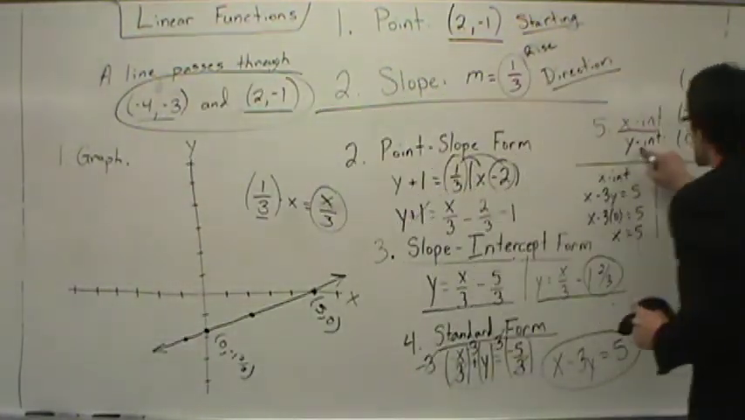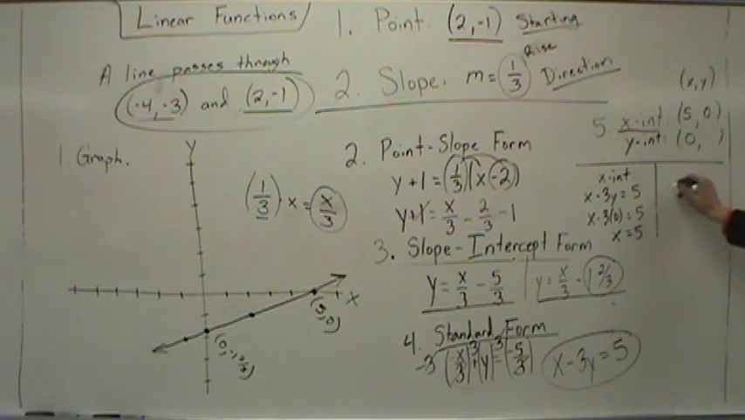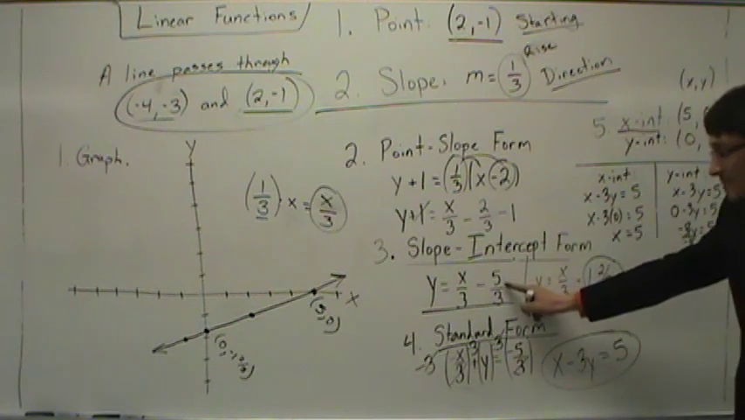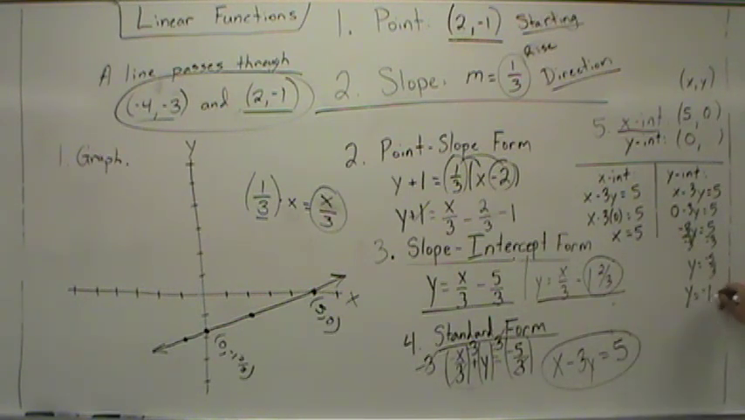Now, for your y-intercept, you're going to put 0 in for x. So we have y-intercept, x minus 3y equals 5. For the y-intercept, we're going to replace x with 0. So we write 0 in for x. 0 minus 3y equals 5. 0 minus 3y, the 0 just disappears. So we get negative 3y equals 5. Divide by negative 3. And we get what? Y equals negative 5 over 3, which we already established to be what? Notice it matches. Y equals negative 1 and 2 thirds.